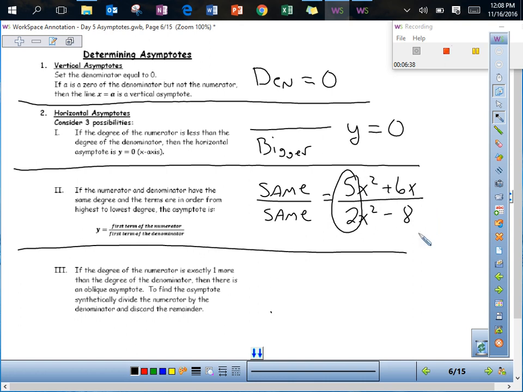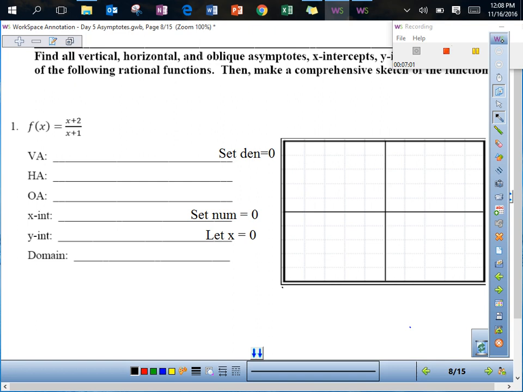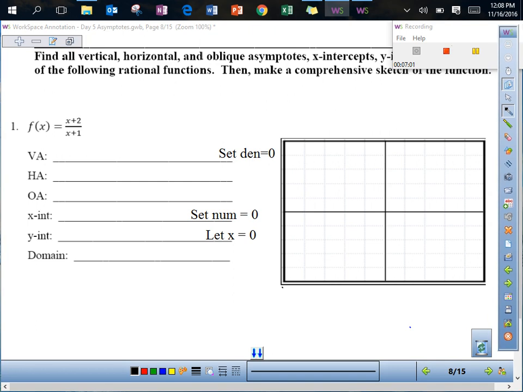And the last case is when the numerator is the bigger one, but only by 1. Then that's when an oblique shows up. I will show you that when we get to the back page. So, if you would, pop over to your number 1. Hang with me on these, guys, because this gets tricky.